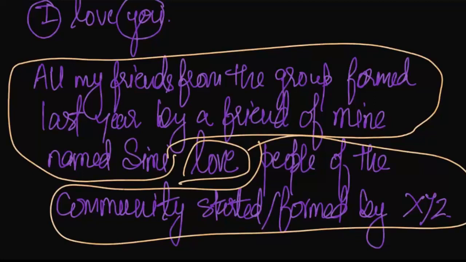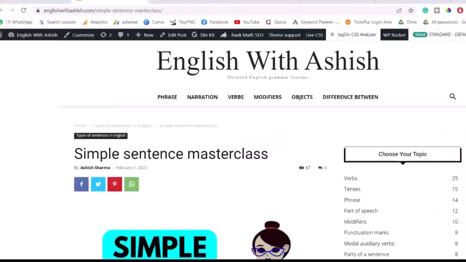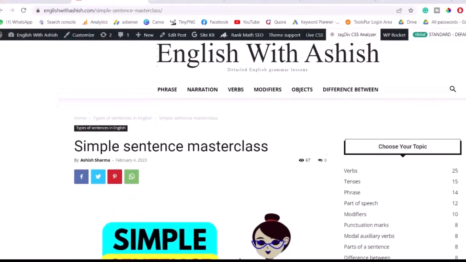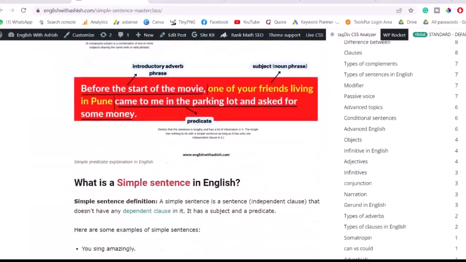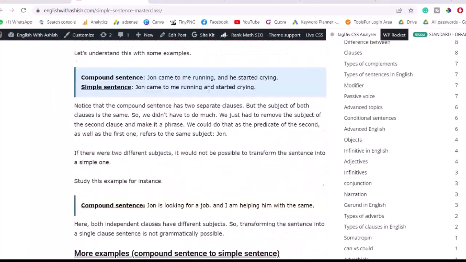So the length of the sentence has nothing to do with the sentence being simple or compound or complex or compound complex, right? This is just an example, right? If you want more examples, you can go to my website, and there are more examples here, right? Very detailed post you'll see. So many examples.